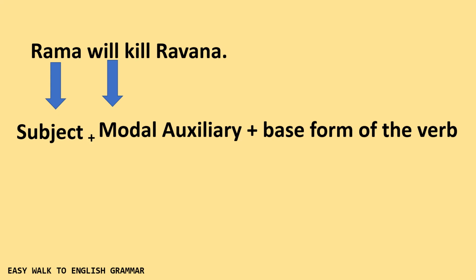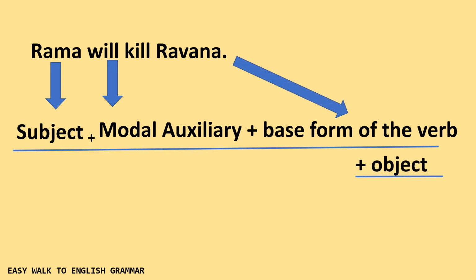Coming back to our point here, after modal auxiliary, we will be using only the base forms of the verb, plus object Ravana. This is the active voice format of a sentence that we use modal auxiliaries. When we deal with the passive voice format of this particular sentence, I'll tell something more about the modal auxiliaries.